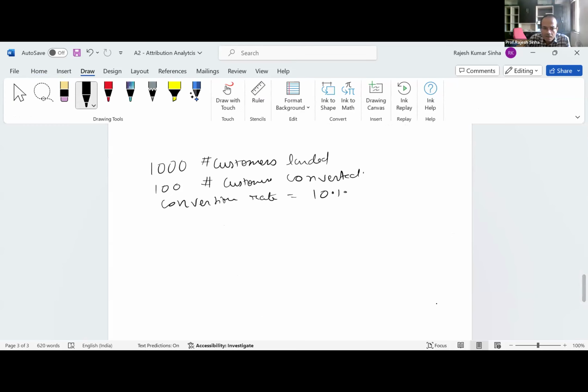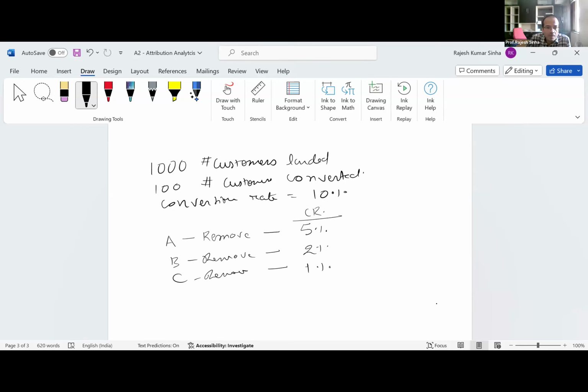Now there are three touch points A, B, and C. If you remove A, your conversion rate declines to 5%. If you remove B, your conversion rate declines to 2%. And if you remove C, your conversion rate declines to 1%. These are new conversion rates. You remove one by one.